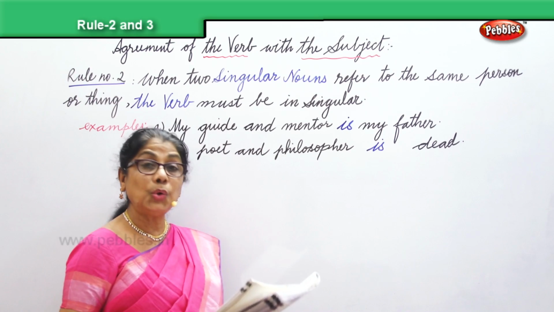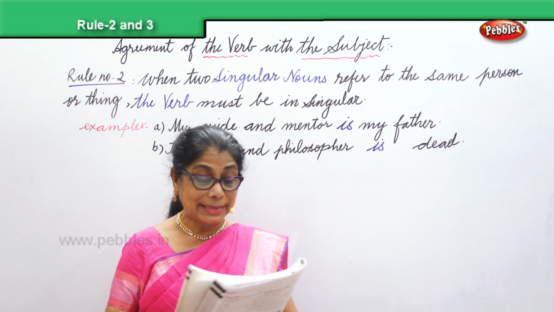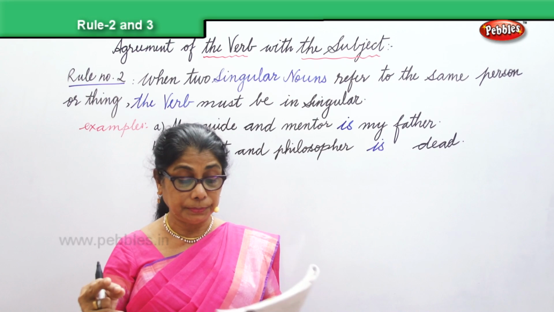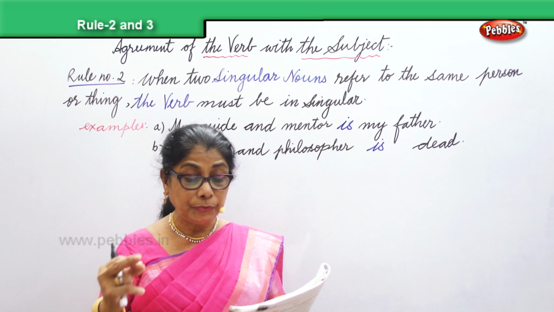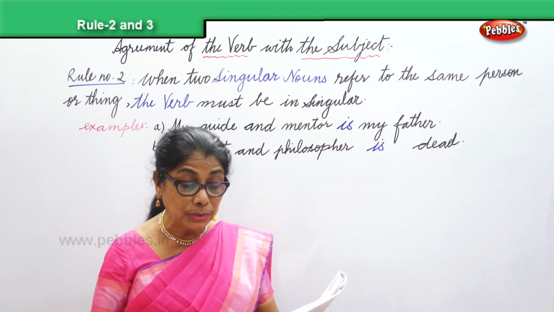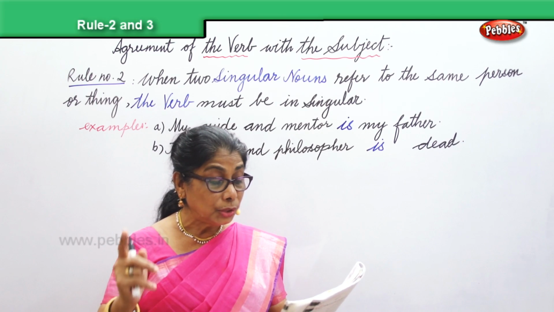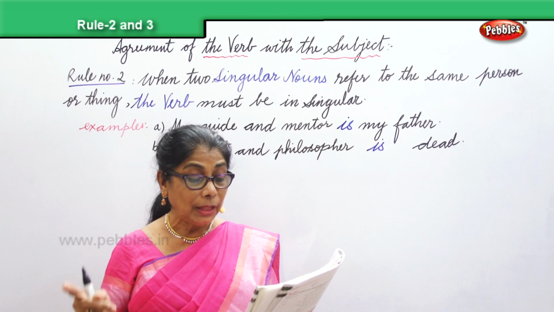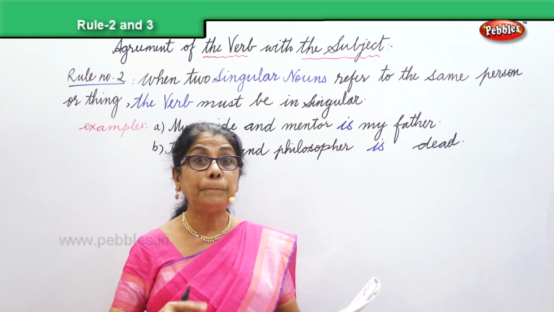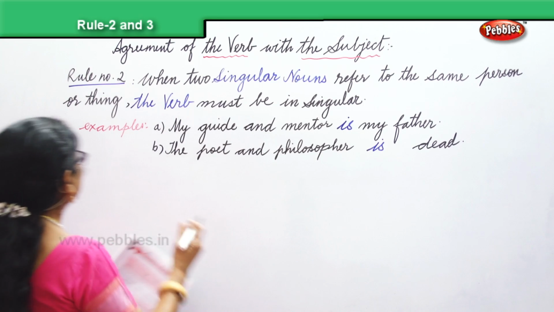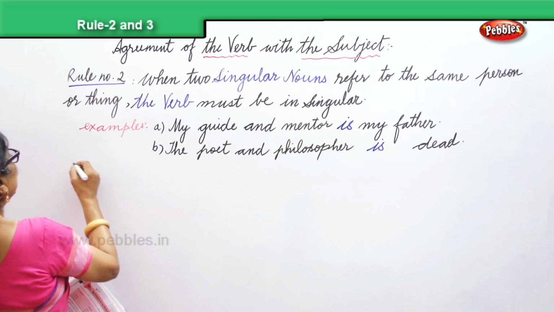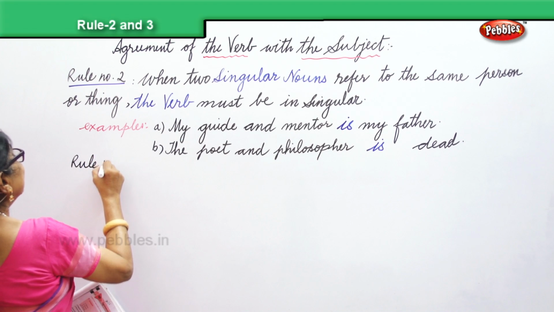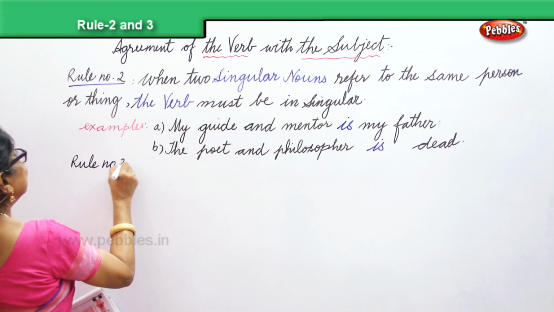Now, rule number 3. What does rule number 3 say? When the definite article the is used before each of the two nouns, then it means two distinct persons are there. Therefore, the verb is in the plural. Let's look at that. This is rule number 2 and rule number 3. What's rule number 3?